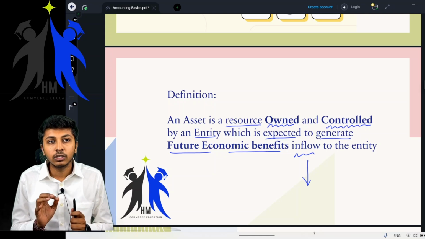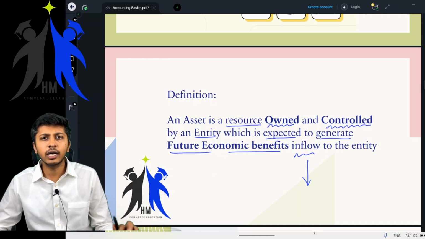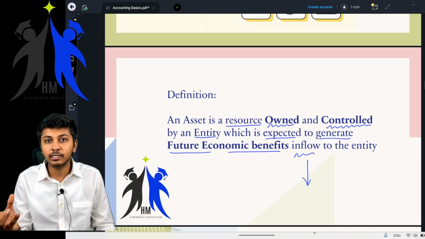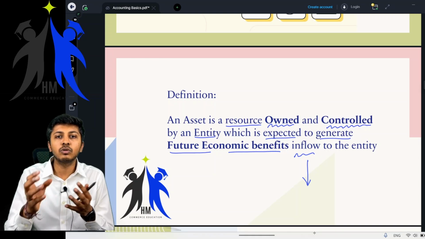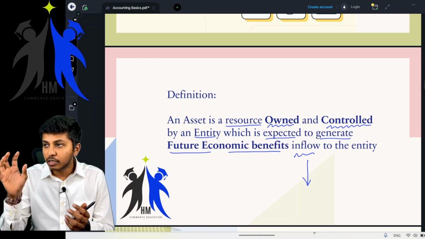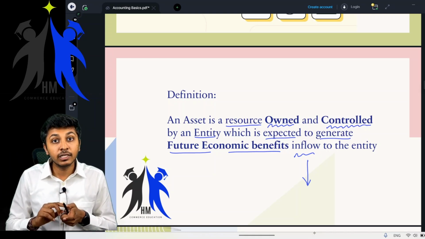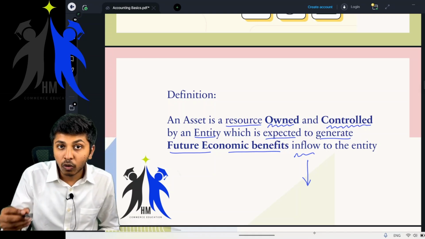Now suppose a building, is it an asset? Yes, the first PU teacher told us a building is an asset. So yes, it is an asset. Let's analyze why it is an asset. You bought a building. Suppose you are an individual, a businessman, and you bought a building. Now you know that building is an asset. Why is it an asset? We'll see with the definition. An asset is a resource. Building, owned and controlled.